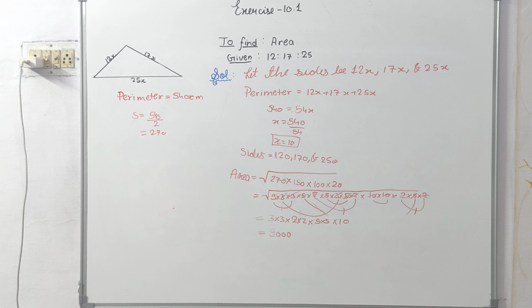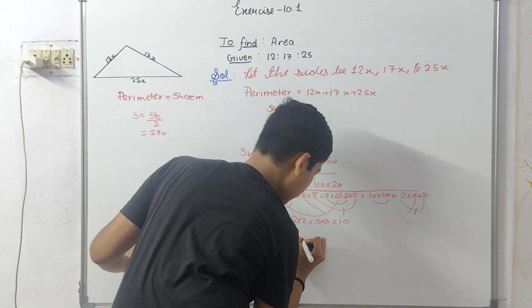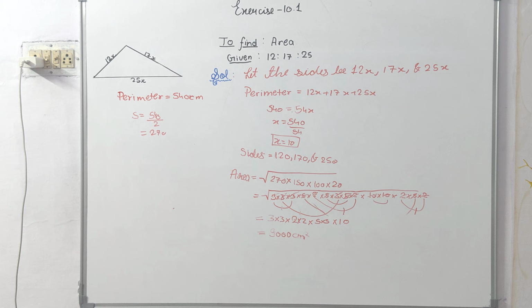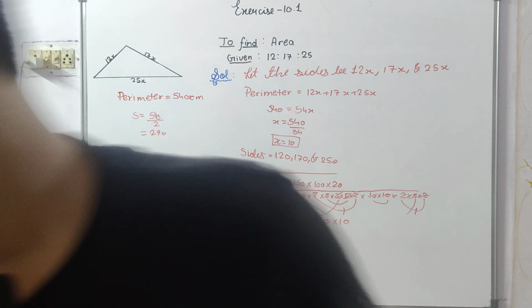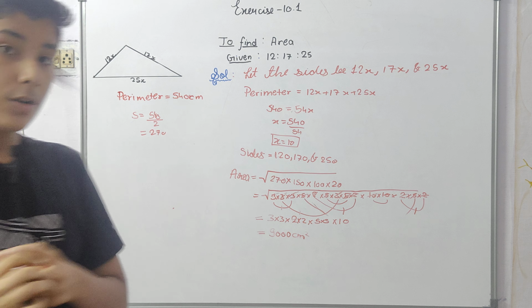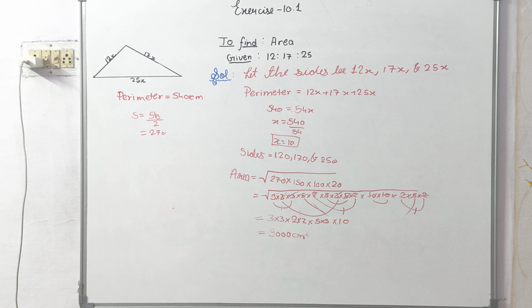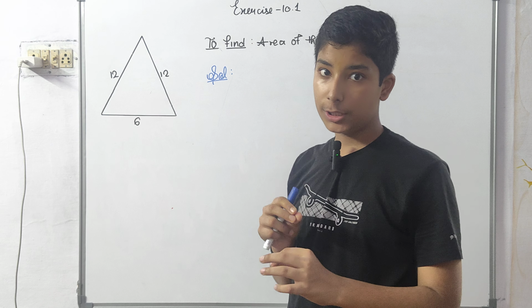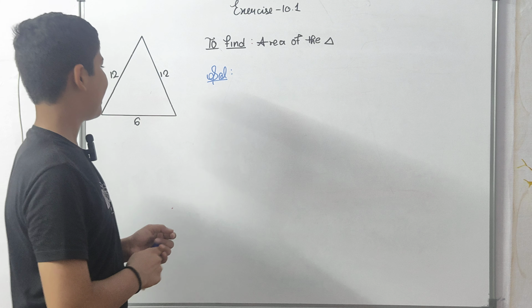So we'll check our answer. Yes, our answer is correct. As you all can see, 9000 centimeter square. Now we'll come to the last question of the exercise. Now this is the last question of the whole chapter. So congrats.